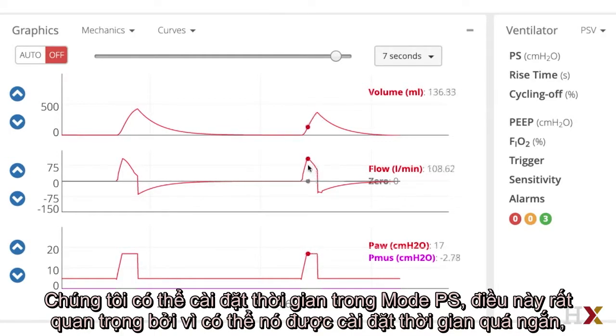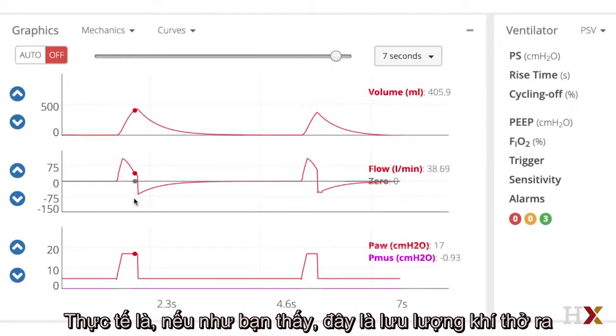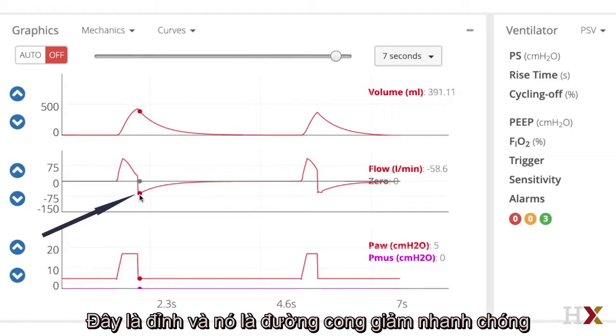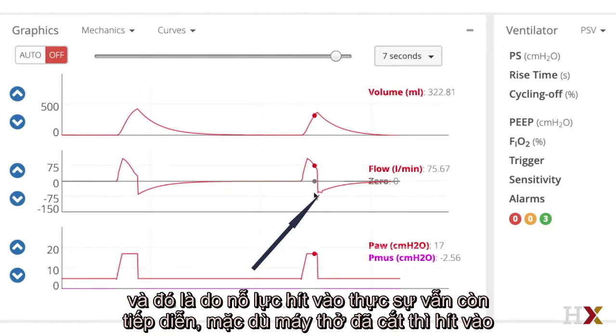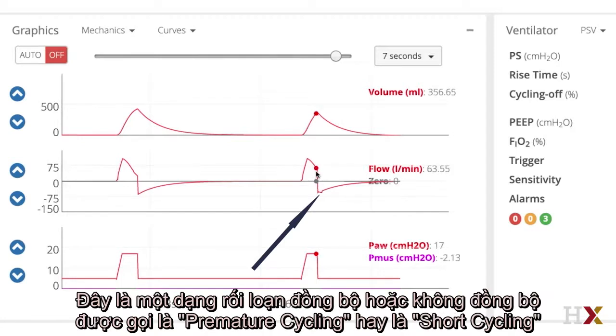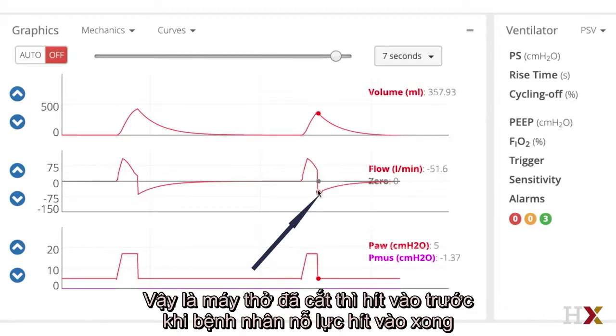a timing in pressure support, which is important because it's possible to set a timing that is too short, which in fact, if you see here, the expiratory flow, there's a peak and it's exponential, whereas here there's a little bit of a dampening in the peak, and that's because the effort is actually still continuing even though the ventilator cycled off. This is a form of desynchrony or asynchrony called premature cycling or short cycling. So the ventilator cycled off before the patient was done the effort.